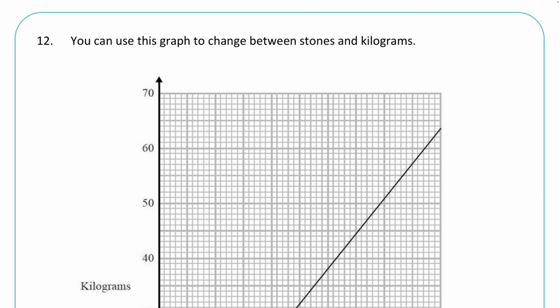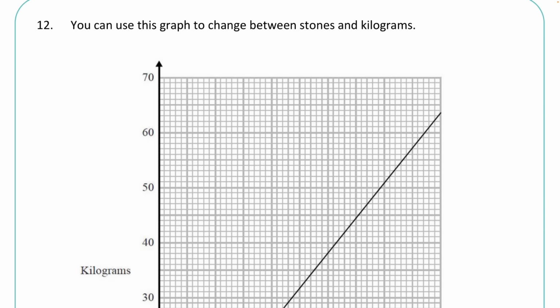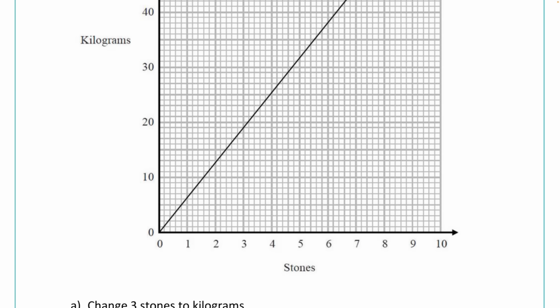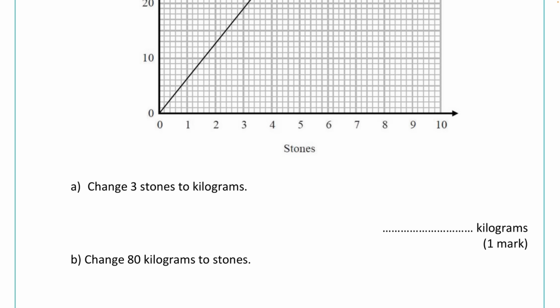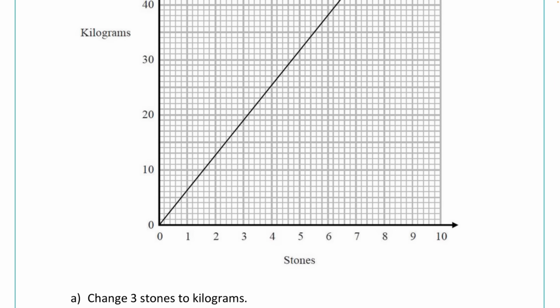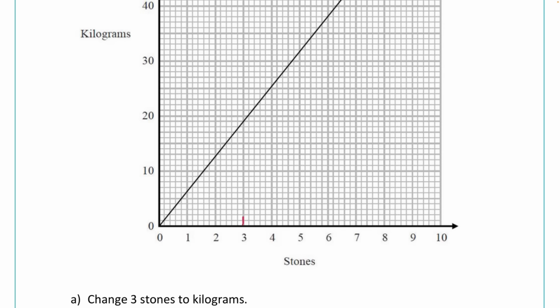Okay, question 12. We have a conversion graph, and it says this graph can be used to convert between stones and kilograms. So here it says change 3 stone into kilograms for part A. So we would go up from 3 stone using a ruler and a pencil, and then really carefully going across, and then really carefully reading the scale and making sure that we get this perfect.